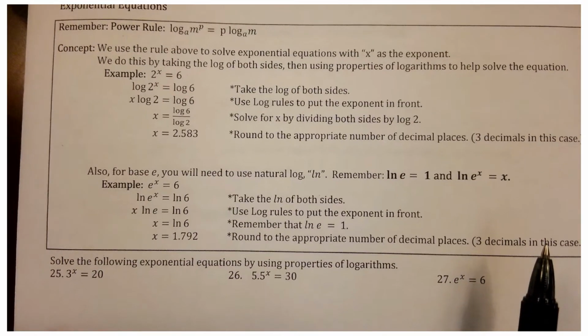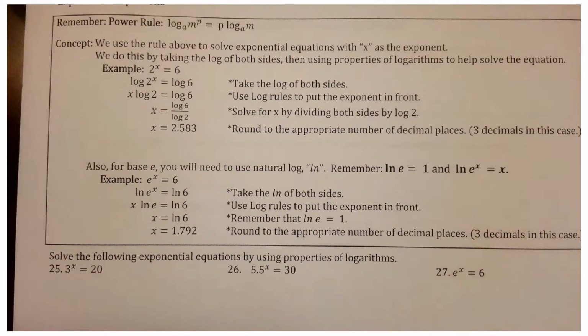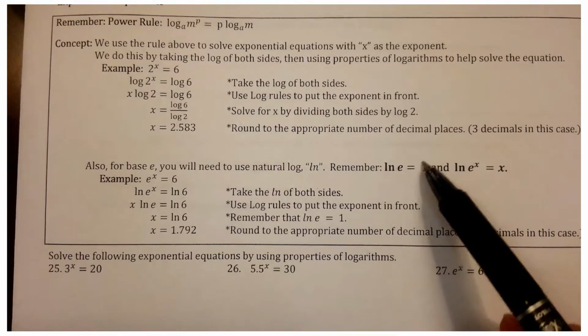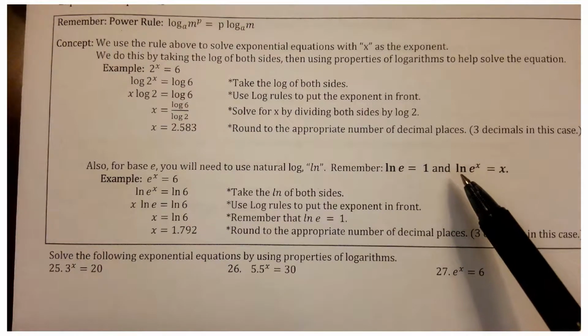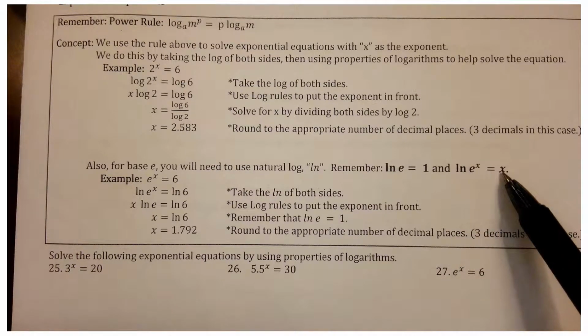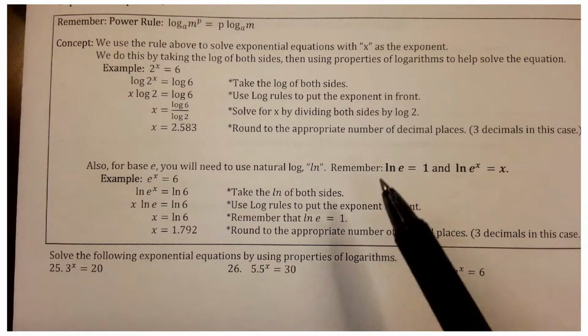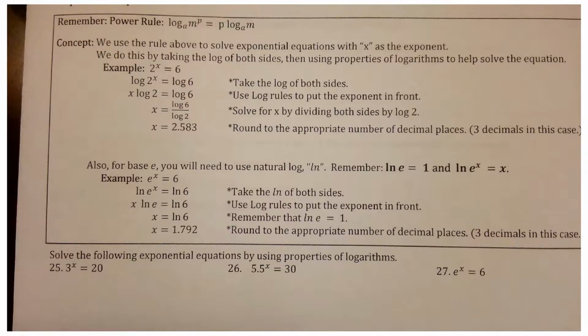Let's see what this looks like for a base of e. We need to remember that e's and natural logs are inverses of each other. If you take the natural log of e, you get 1. If you take the natural log of e to the x, you get x. And so let's see how this plays out with an exponential equation with the base of e.